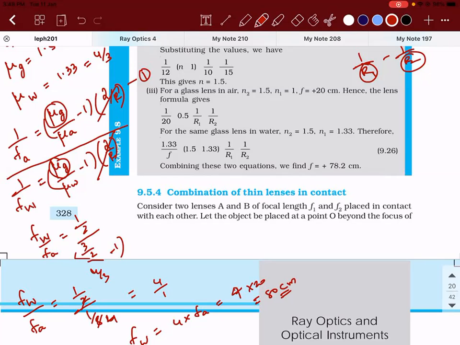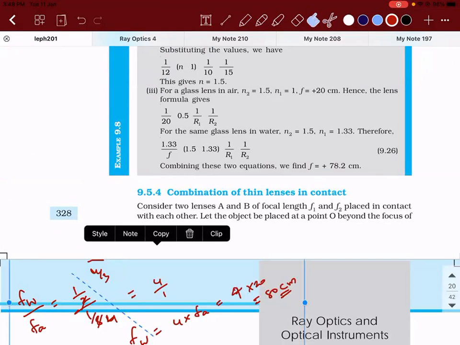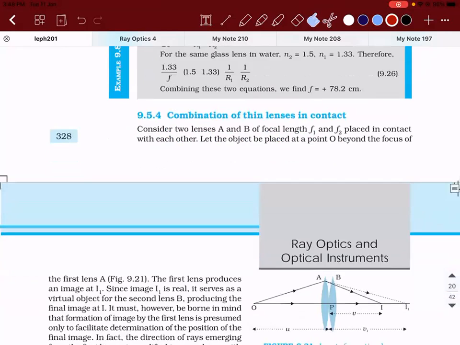Done. So the next concept is combination of thin lenses in contact. So now we are going to see what is going to happen when you put two thin lenses in contact with each other and try to calculate their focal length.